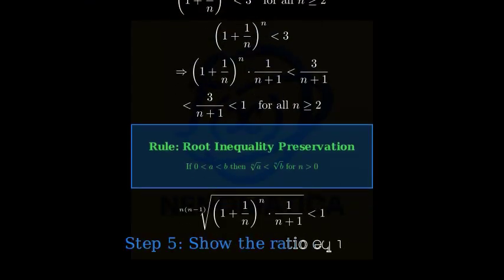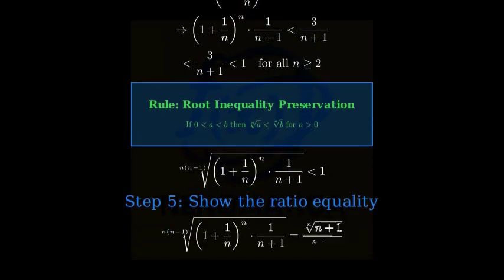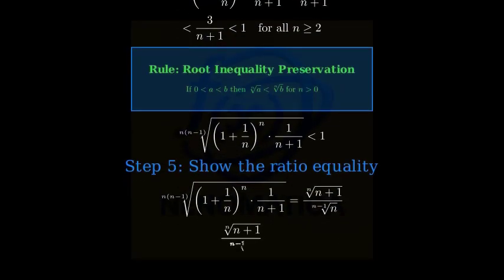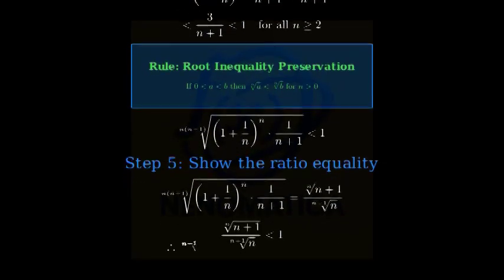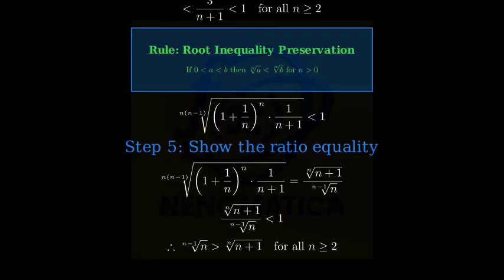Step 5. Now, we need to show that the expression we've been working with is actually equal to the ratio we started with. Through algebraic manipulation, we can verify that the n times n minus 1th root of 1 plus 1 over n raised to the power n times 1 over n plus 1 is equal to our original ratio. This confirms that the ratio is less than 1. Therefore, we've proven that the n minus 1th root of n is greater than the nth root of n plus 1 for all n greater than or equal to 2.